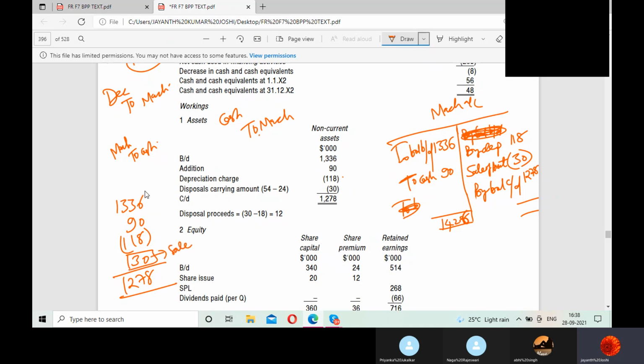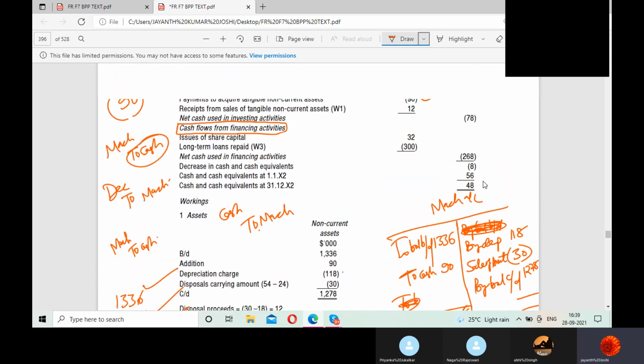That means I had machinery of this much value. I just purchased some more machinery this year and my value has increased by this much. The depreciation in the asset has happened of this much in the entire year and my closing balance I'm showing this much, which is creating a difference of 30. That means a higher value I had at the beginning of the year, and at the end of the year my value has decreased. That means I have sold some asset. That asset which I have sold is of $30 value. So this is sale of asset.